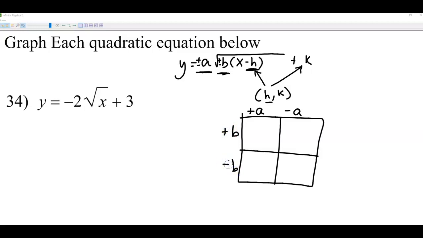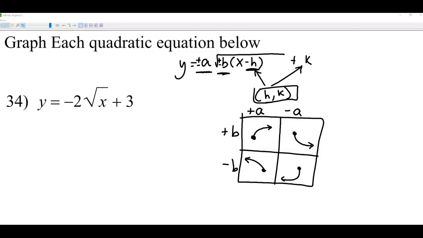If both a and b are positive, then the graph goes that way. If a is negative and b is positive, then it goes that way. If a is positive and b is negative, it goes that way. And if they're both negative, it goes that way. And the starting point that we talked about is this end point that's away from the arrow.